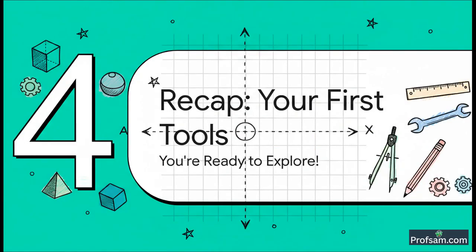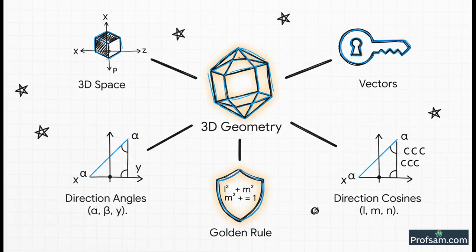So, look at that. In just a few minutes, you've already collected the basic tools you need to start exploring this awesome new 3D world. Let's do a super quick recap of what you've unlocked. You're officially ready to start your adventure. We've jumped from 2D to 3D by just adding a z-axis, so now our points are x, y, z. We learned that vectors are our cheat code to make all of this super simple. To figure out which way a line is pointing, we use direction angles, alpha, beta, and gamma, and more importantly, their cosines, l, m, and n. And you're never going to forget the golden rule, right? l squared plus m squared plus n squared is always 1.